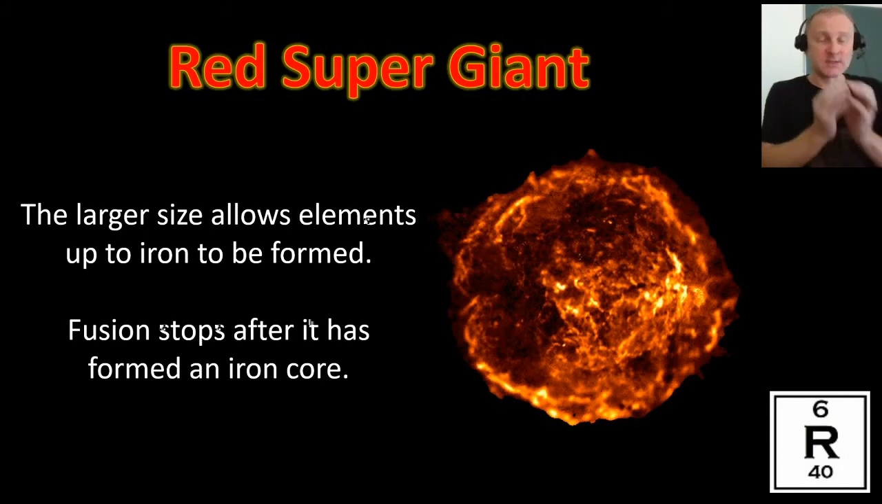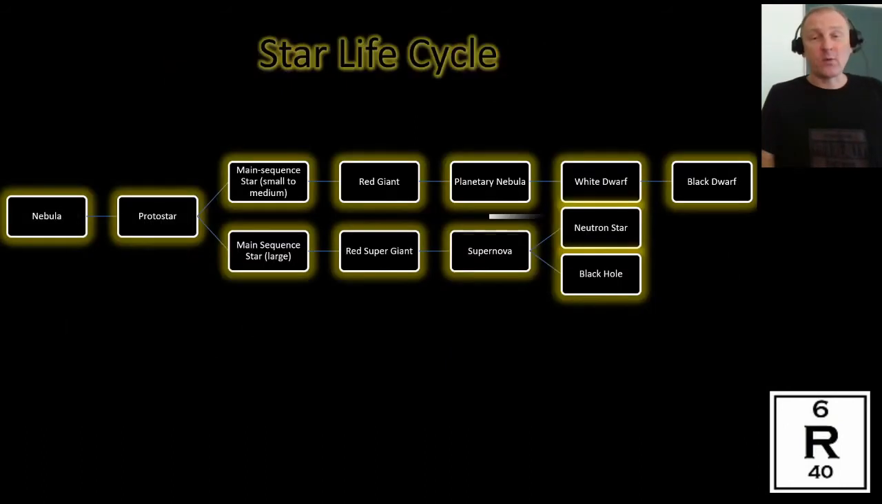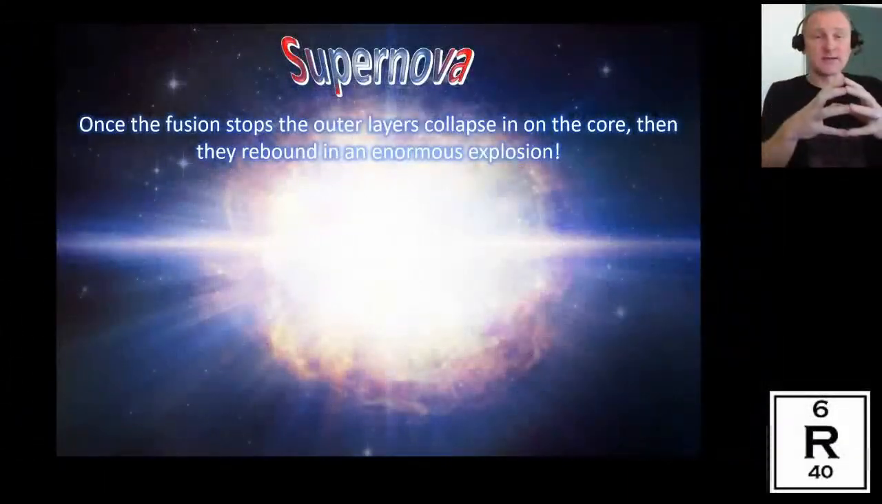So red supergiants will get an iron core and there won't be any fusion left over. At that point, the red giant will move into the next stage, which is a supernova. So it burns up all the iron. It burns up everything till it's a core. It fuses everything till it's a core.